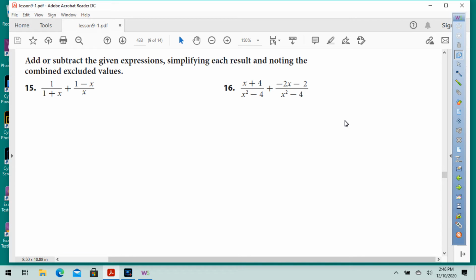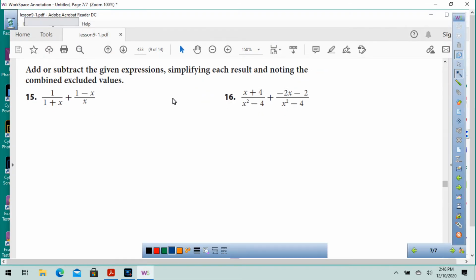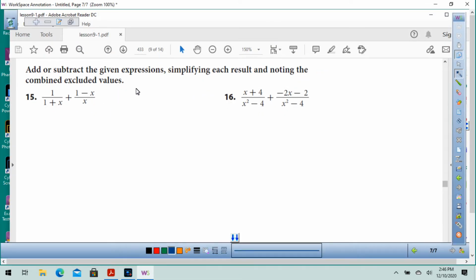Add or subtract the given expressions, simplifying each result, and noting the combined excluded values. All right, so you need to find the excluded values right off the bat. Okay, so I'm looking, I have x in the denominator, so x cannot equal 0, and I got 1 plus x. That's going to be x cannot equal negative 1. Those are the two. All right.